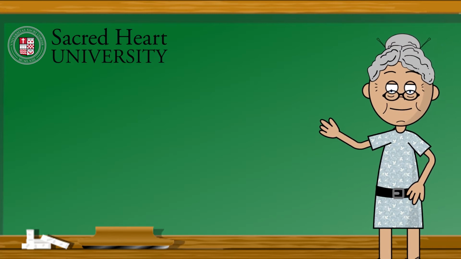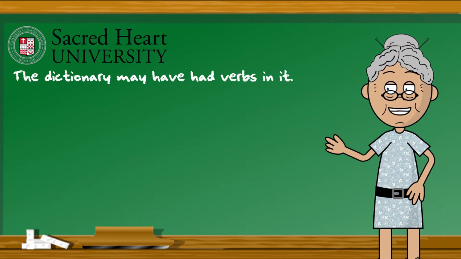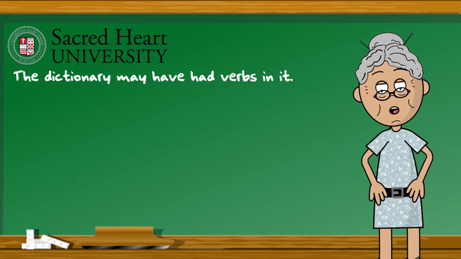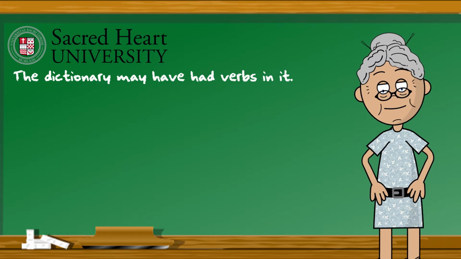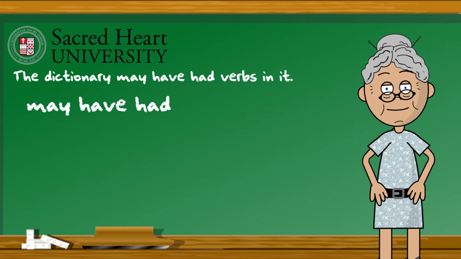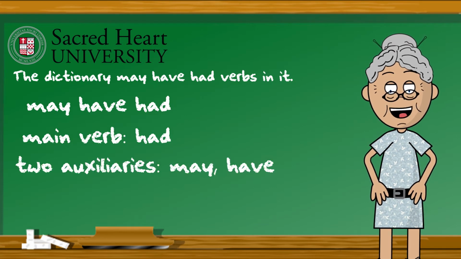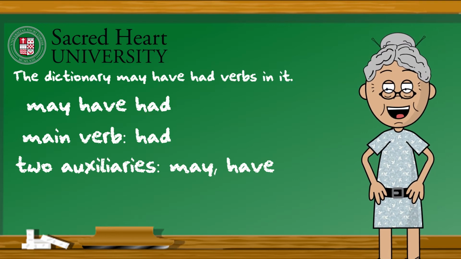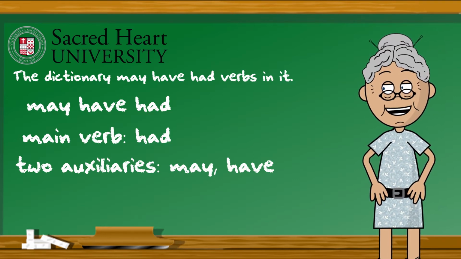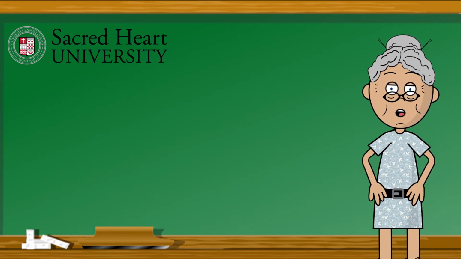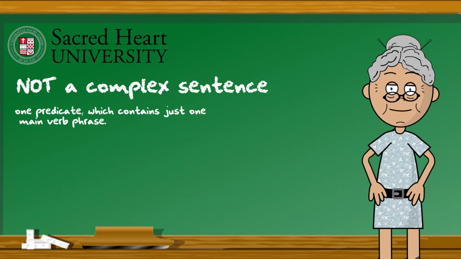In this sentence, "The dictionary may have had verbs in it." What's the verb in the sentence? That's right, my dears, may have had. Now that verb phrase has three parts: the main verb had and the two auxiliaries, may and have. But it's all one verb phrase. And what's the rest of the predicate? It's the prepositional phrase in it. Good for you. So this is not a complex sentence. It has only one predicate, which contains just one main verb phrase.